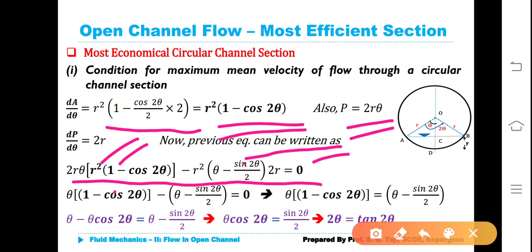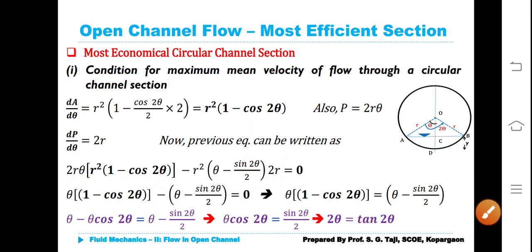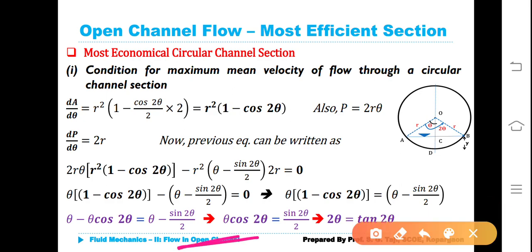Okay. Therefore, further, theta multiplied by 1 minus cos 2 theta must be equal to theta minus sin 2 theta by 2, which gives theta minus theta cos 2 theta is equal to theta minus sin 2 theta by 2. You simplify this, and you will get theta cos 2 theta is equal to sin 2 theta by 2.